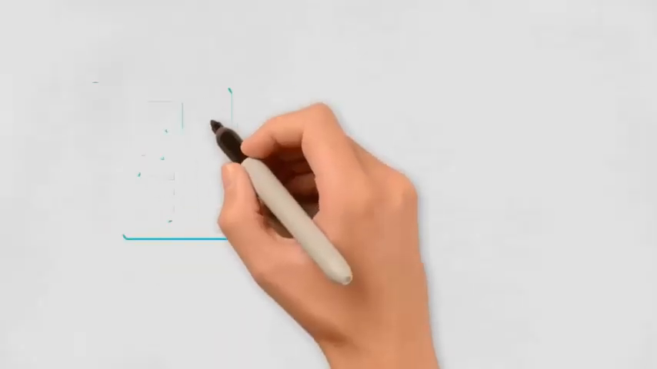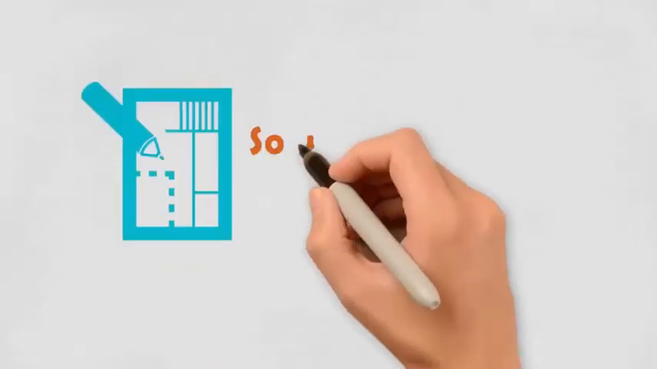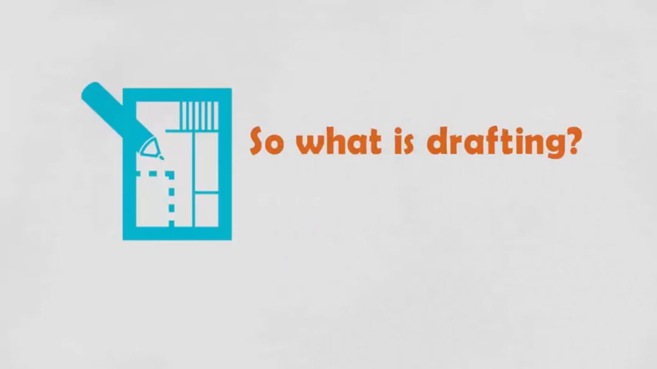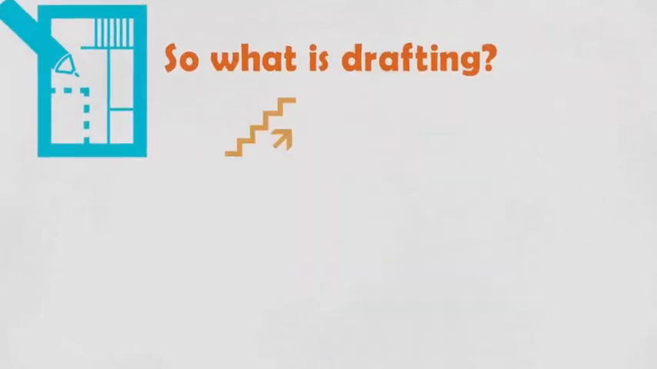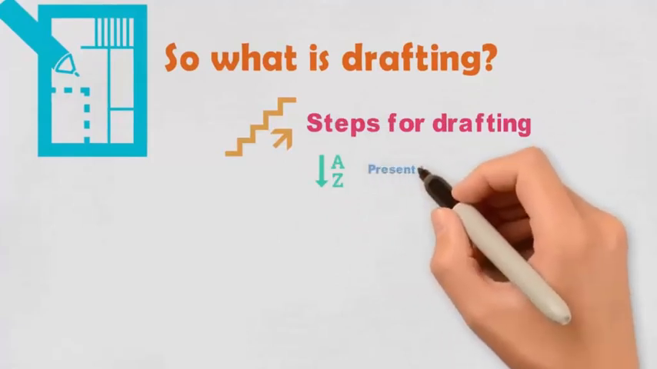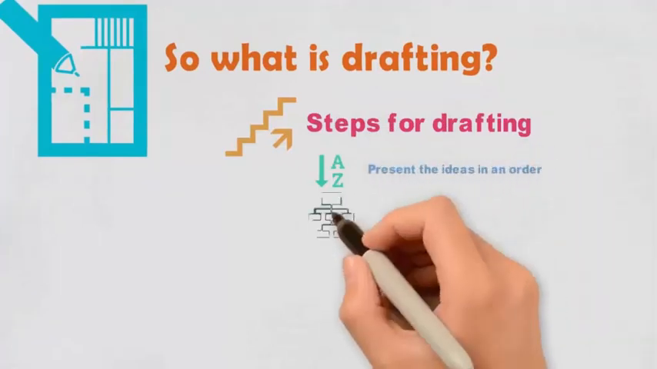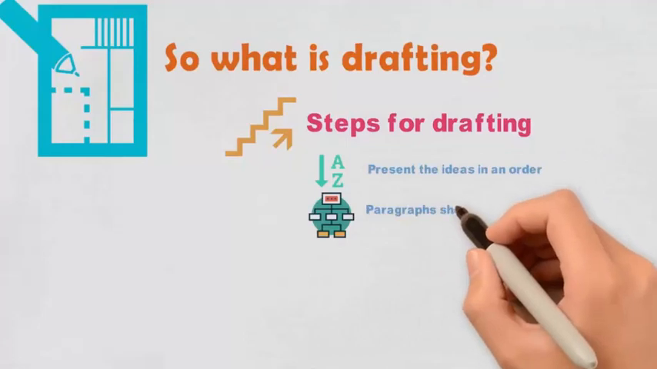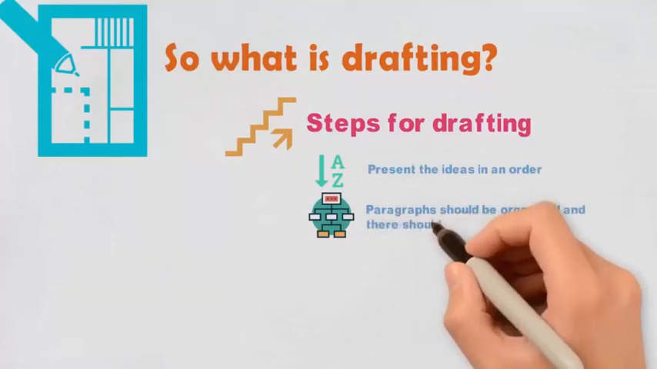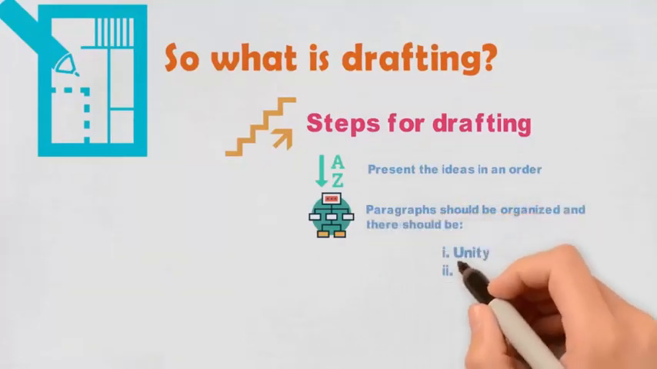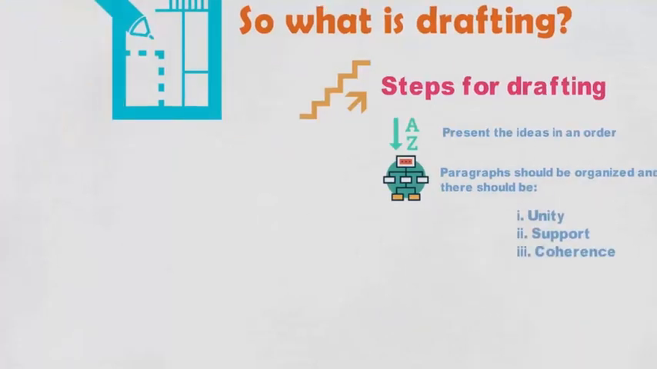At this stage, you are going to make your first draft. What really is a draft, by the way? There are a few stages you need to keep in mind. Initially, you need to consider the sequence in which you want to present your ideas. By this, we mean that your ideas must be organized considering unity, support, and coherence.